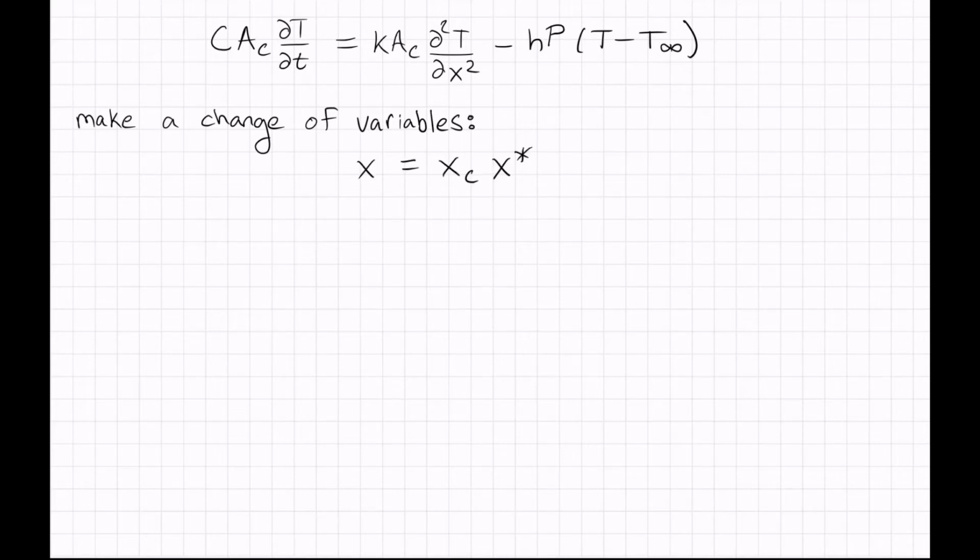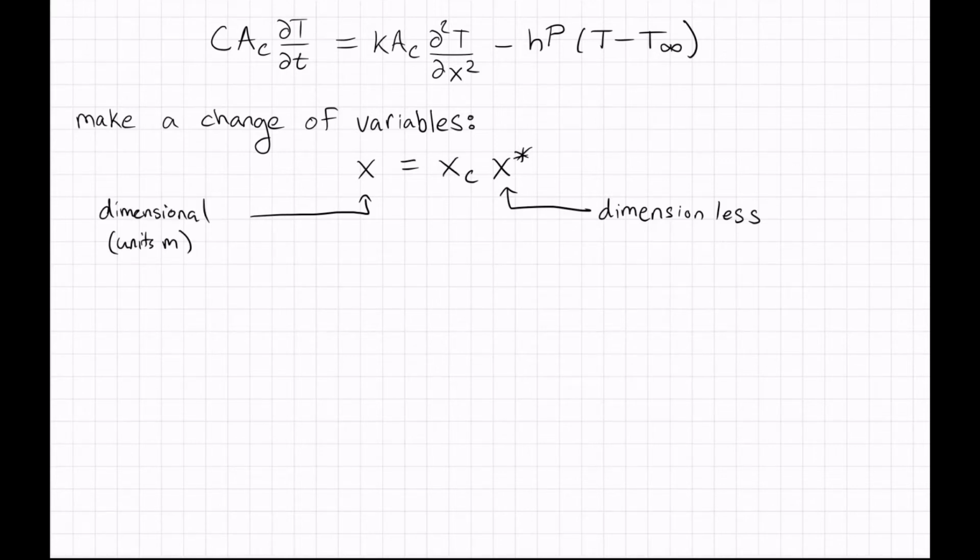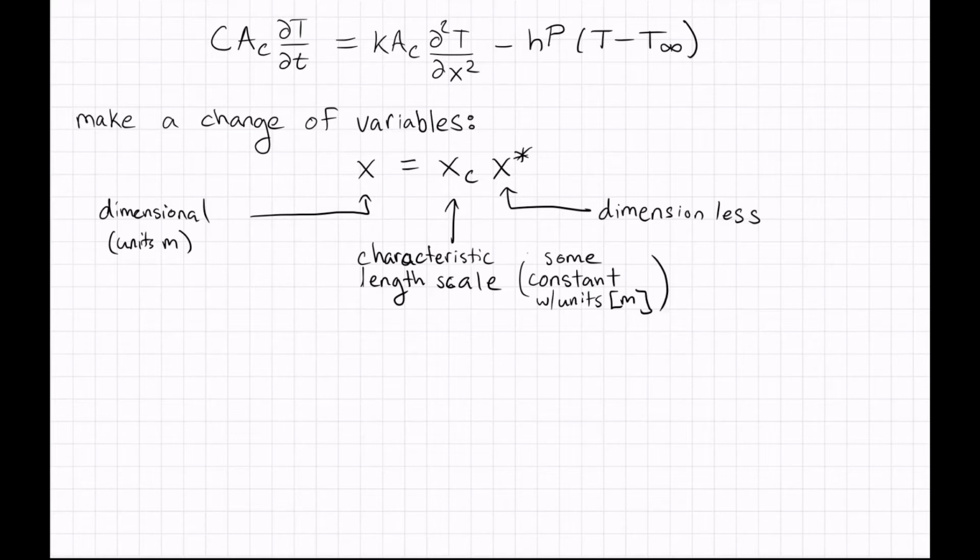I mean that I'm going to define the independent variable x as some constant times a non-dimensional version of x. So I'm basically going to swap out what the independent variables are. x was a dimensional number. x star is going to be a dimensionless number. And the thing that connects them is some characteristic length scale that I'll call x sub c. And I'll choose the definition of x sub c such that it makes the equation simpler. If you're not quite sure what that means, just stick with me here.